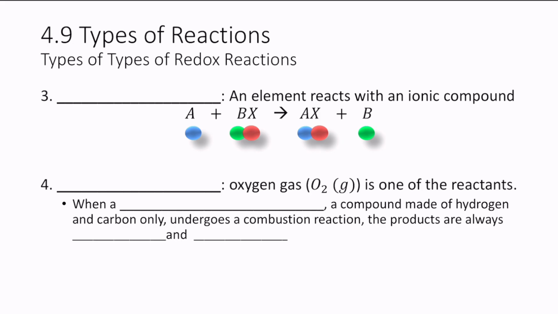In this third reaction, this is our single displacement. And a single displacement is also a redox reaction. It is where you have one thing, an element, is going to react with another thing, an ionic compound, and the two like ions will switch places.